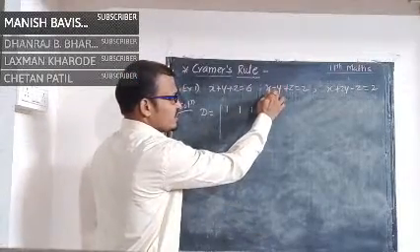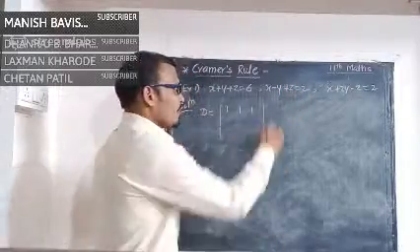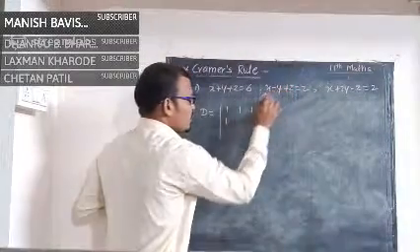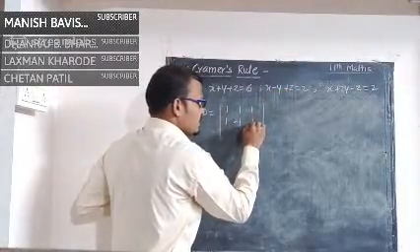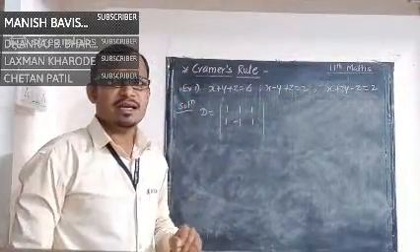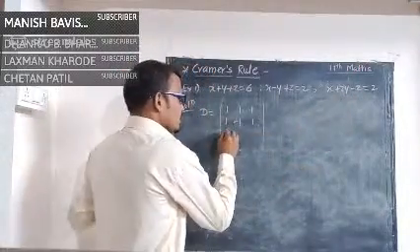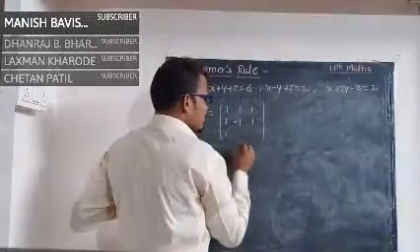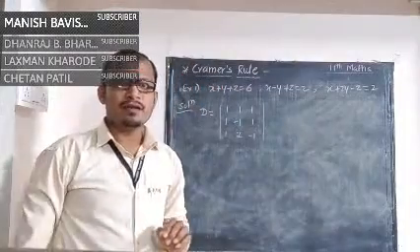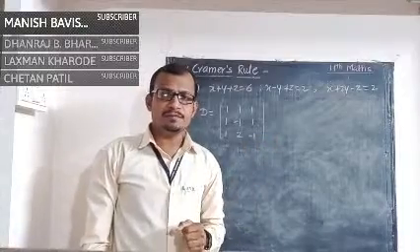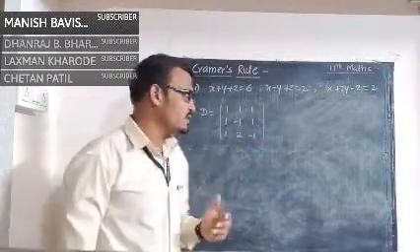This is the first row of determinant d. Then the second row, from the second equation, what are the coefficients of x, y, z? Here the coefficient of x is 1, the coefficient of y is minus 1 and the coefficient of z is 1. So this is our second row. And the third row, from the third equation, the coefficient of x is 1, the coefficient of y is 2 and the coefficient of z is minus 1. In this way we form the determinant d. Now solve this determinant d and you get the value of d.